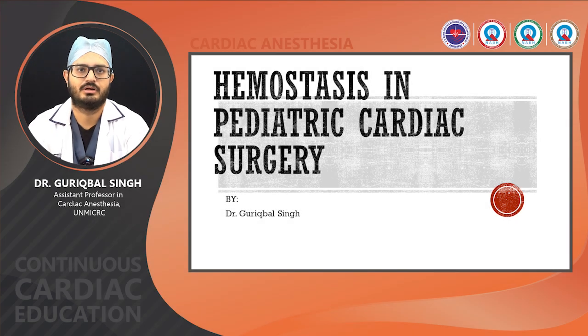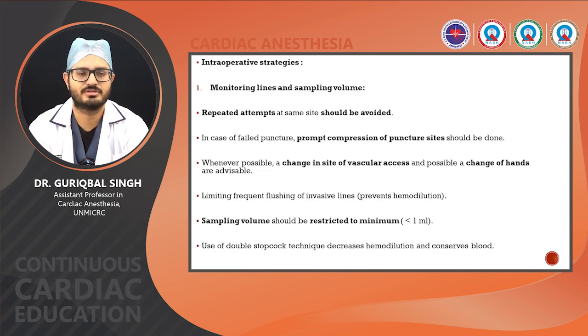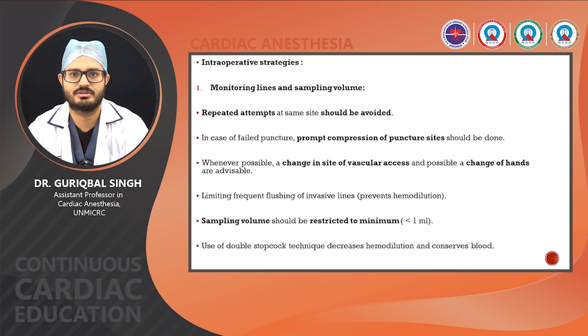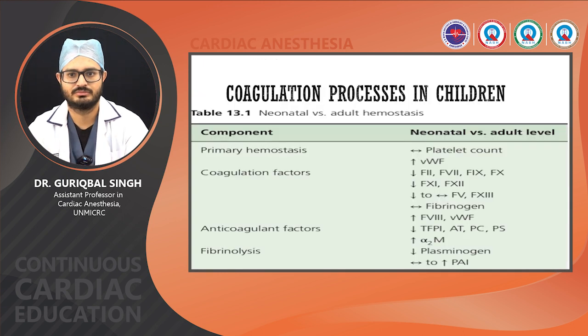Good morning, everyone. I'm going to discuss hemostasis in pediatric cardiac surgery. Just a quick recap of the process of hemostasis. Primary hemostasis involves vasoconstriction and platelet plug formation. Secondary hemostasis involves coagulation system activation and fibrin clot formation, while tertiary hemostasis involves cross-linking of fibrin strands and fibrinolysis.